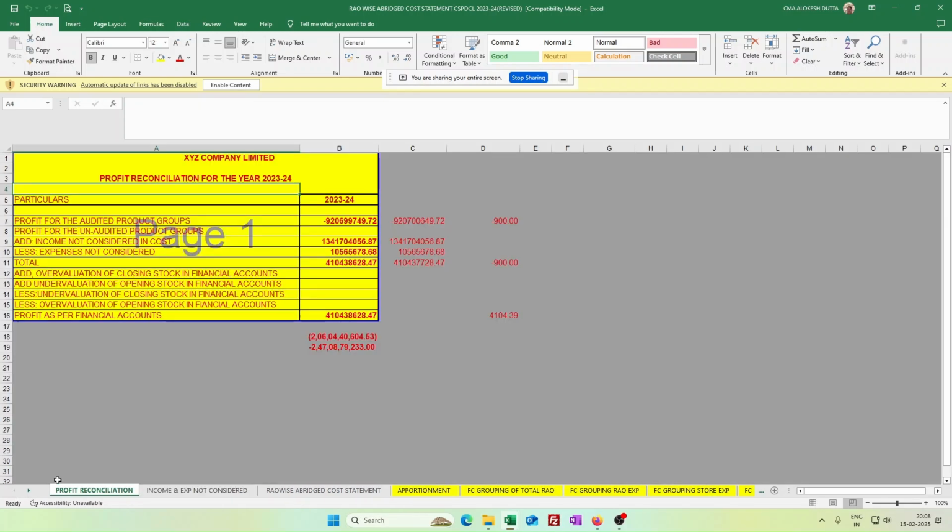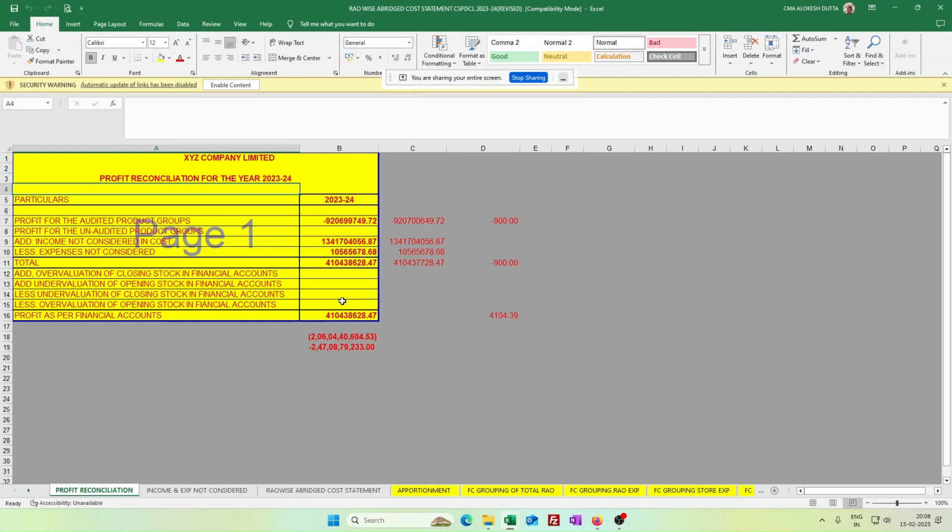Next, profit reconciliation. This profit means margin as per cost accountants, income not considered, expenditure not considered, and total. And this is the profit as per audited accounts. Now, in this case, under absorption, over absorption is not there, or overvaluation, undervaluation of stock not there, because it is the electricity distribution cost. But in the actual field, you will find these entries also.